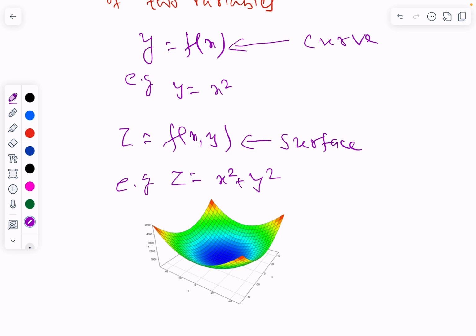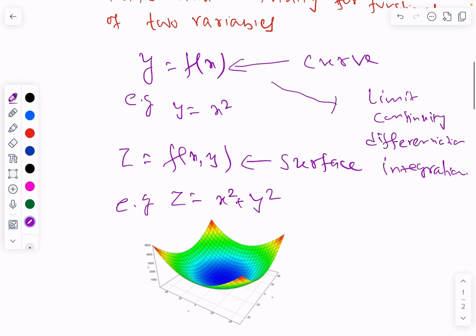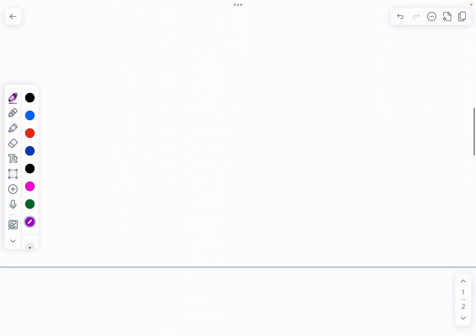Now, for a function of one variable, in your 12th standard, you studied limit, continuity, then differentiation, then integration, and so on, and their applications. Same way, here also for functions of more than one variable, we study the limit, continuity, differentiation, integration, and vector calculus also for functions of more than one variable.